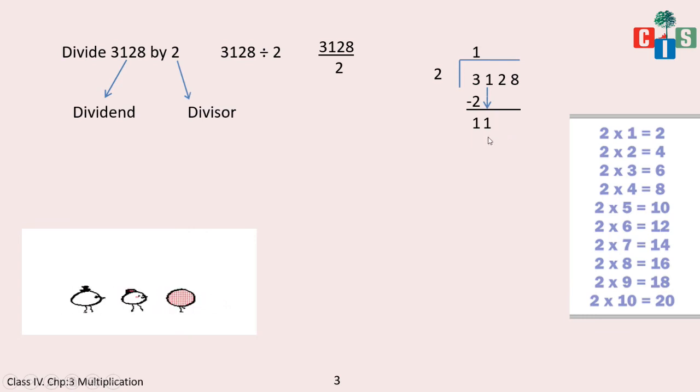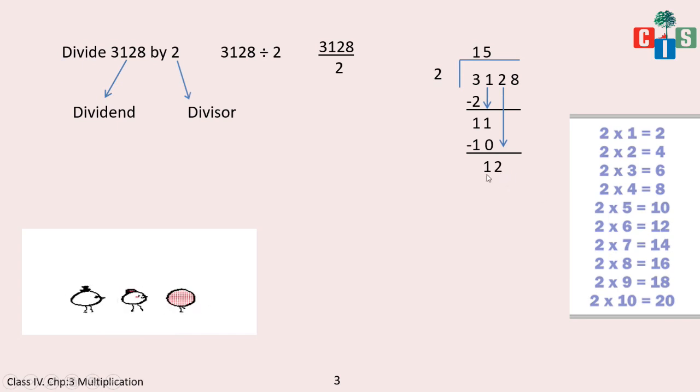And it turns up to be 11. Now in the table of 2, I have to check whether I have 11 or less than 11. So I get 2 5s are 10. That is less than 11. So I'll write 2 5s are 10. And then 11 minus 10 will give me 1. Then I will bring 2 down.